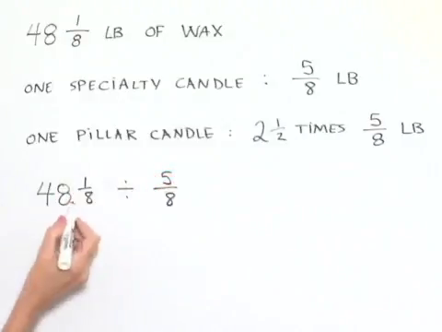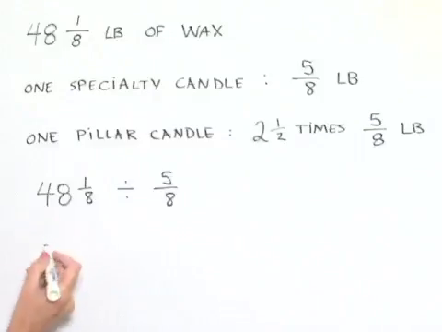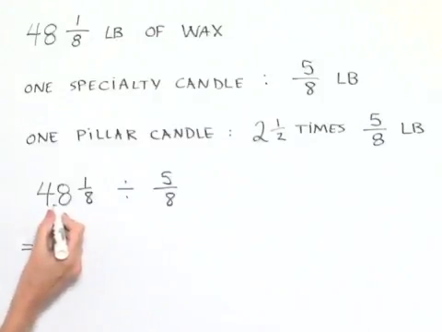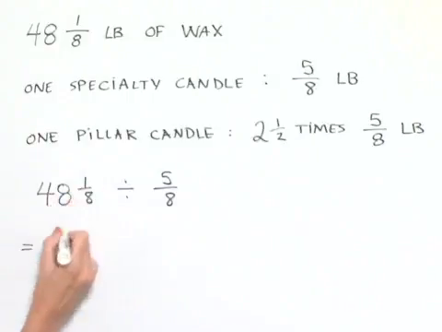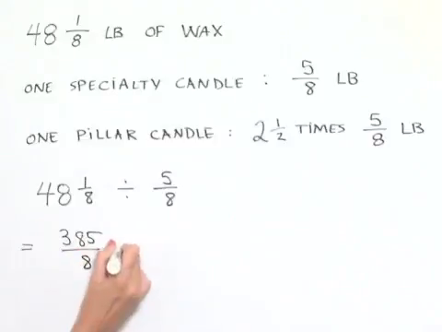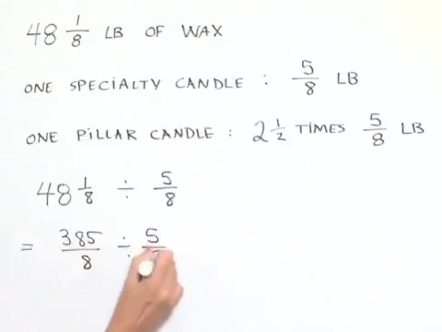To do that, we're going to change 48 1/8 into an improper fraction. That requires us to multiply 8 times 48, which is 384, plus 1 to give us 385, divided by 8. We're now going to be dividing that by 5/8.